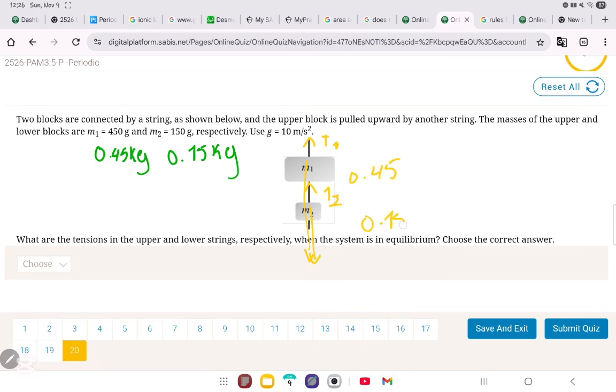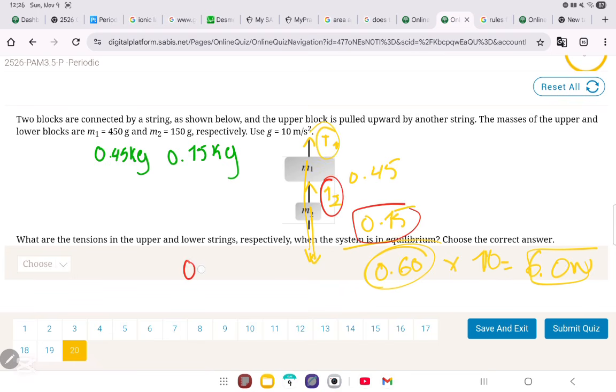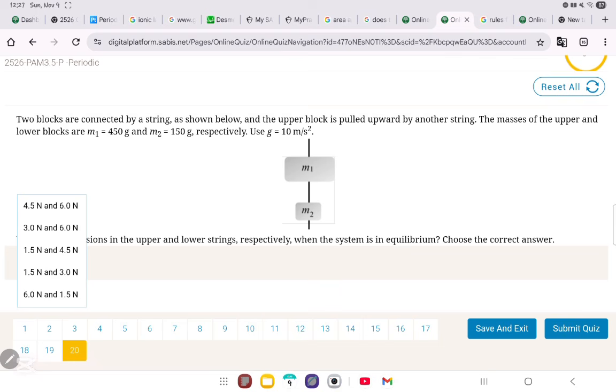So this is the mass multiplied by g, which is 10. So it's going to be 0.6 times 10, which is 6 newtons. This is exerted by T1. And T2, the only weight acting on it is 0.15. So it's going to be 0.15 times 10, which is what? Which is 1.5 newtons. So the force of tension 1, which is pulling mass 1 and mass 2, is 6, and the force of tension 2, which is only pulling mass 2, is 1.5.